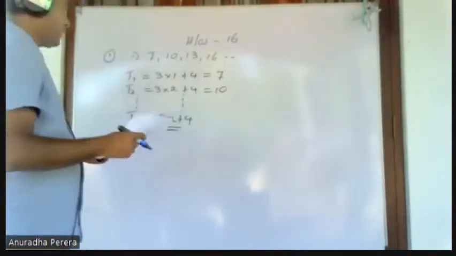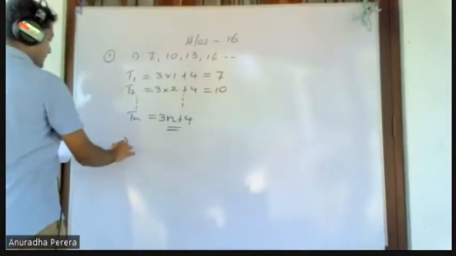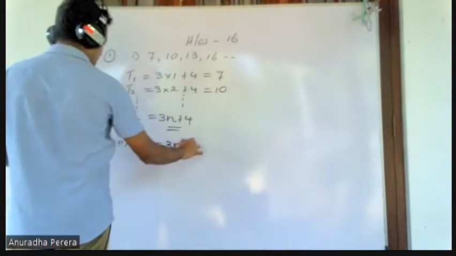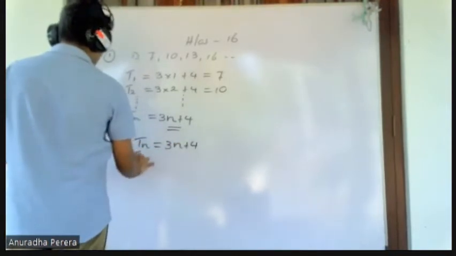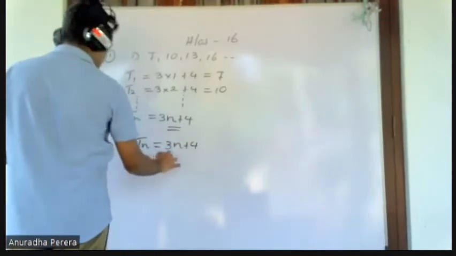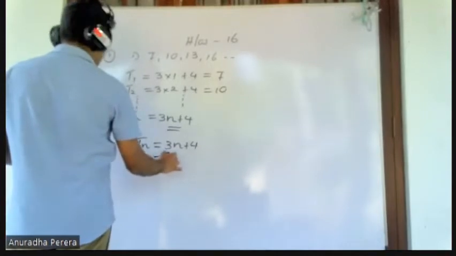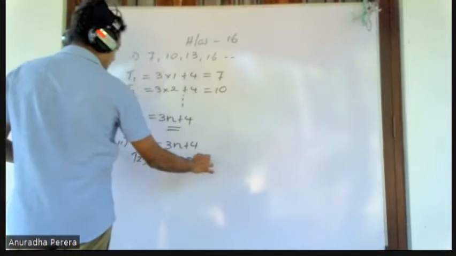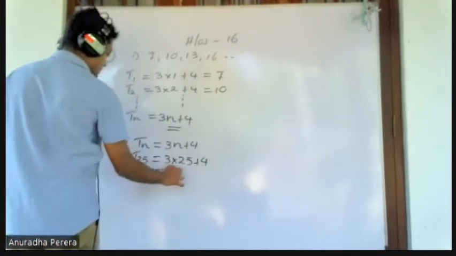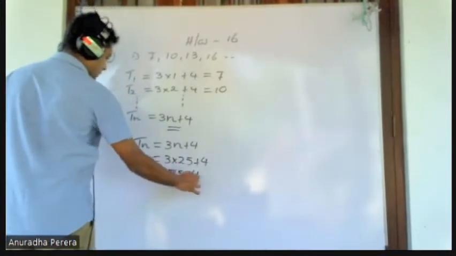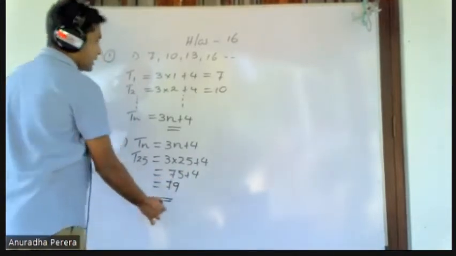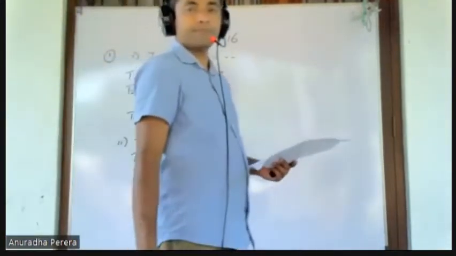The second one, find the 25th term. We know the general term, 3n plus 4. To find the 25th term, substitute 25 for n. 75 plus 4. The 25th term is 79.